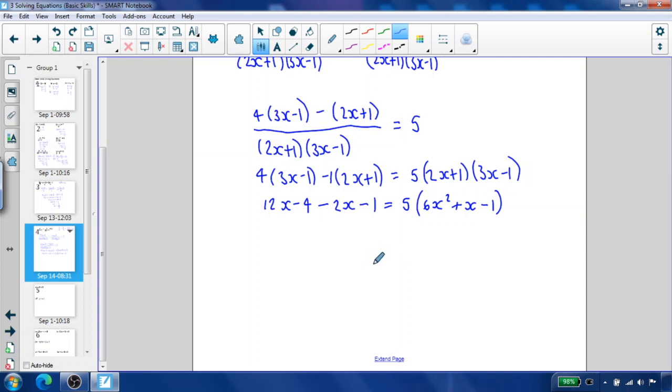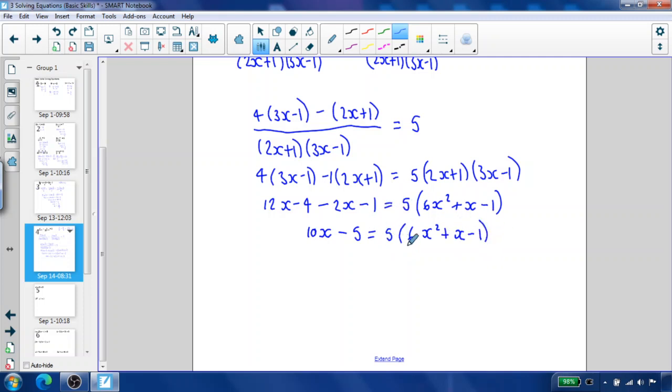So next, let's have a look at what we can do. I can collect the like terms here. So I'm going to collect the x's. So I'm going to get 10x, and then minus 4 minus 1 is minus 5, is equal to 5 lots of (6x squared plus x minus 1).